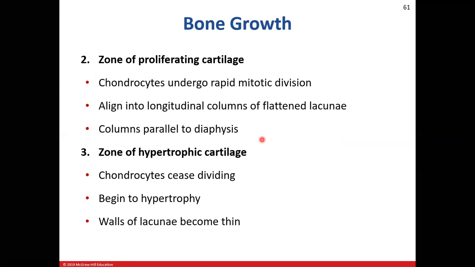Our third zone is the zone of hypertrophic cartilage. I believe we've talked about this before, but we talk about hypertrophy and atrophy. Atrophy means something getting smaller; typically we refer to muscle atrophy, where muscle gets smaller. With hypertrophy, the muscles are getting bigger. So in this case, we have cartilage hypertrophy. Here the chondrocytes are no longer dividing, but are beginning to get larger. So now they're going through hypertrophy, and the walls of the lacunae become a little bit thinner.